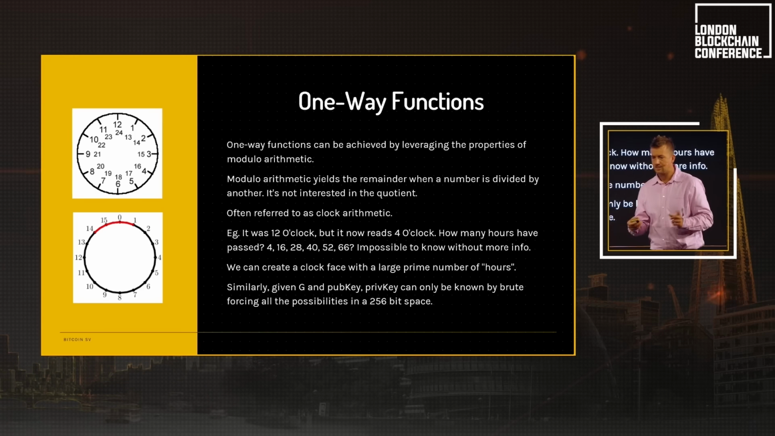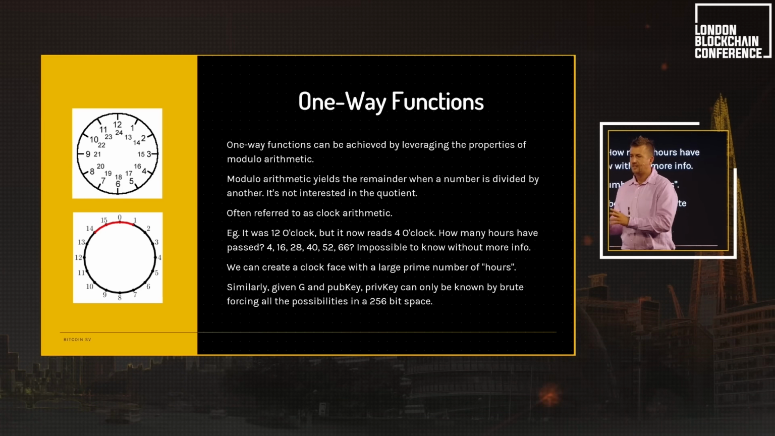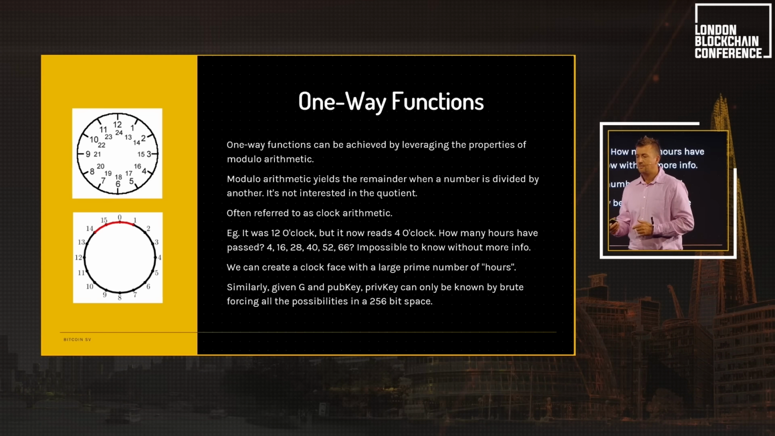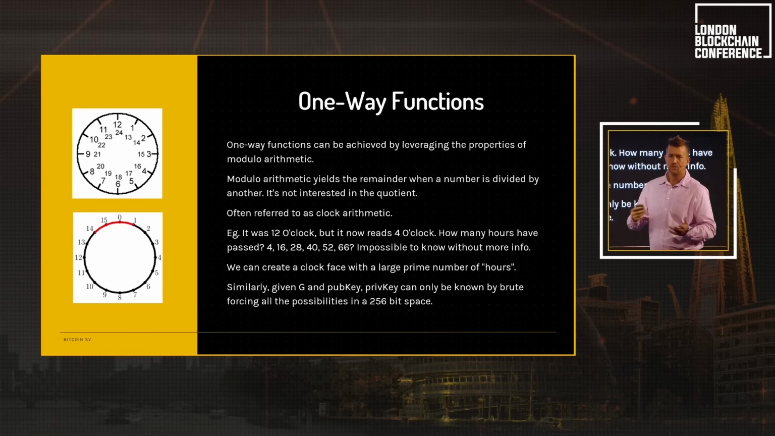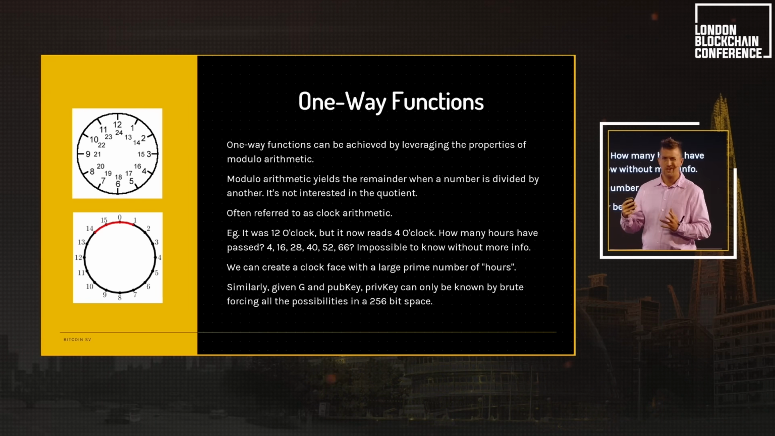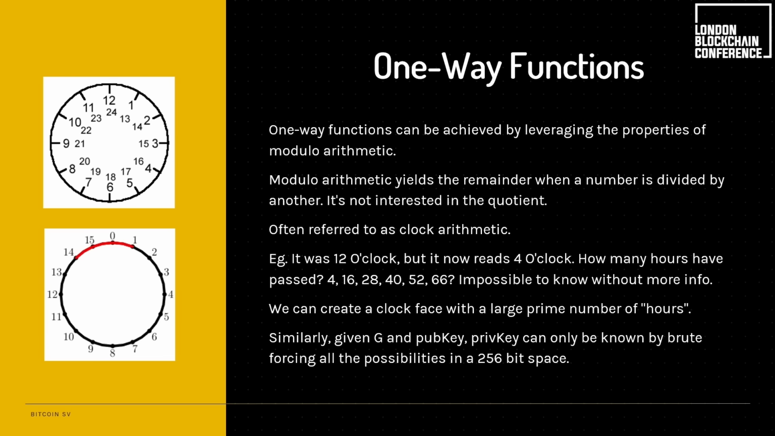So I think these slides got a little bit muddled up, but I'll just jump ahead one to the one-way function. It's achieved by leveraging the properties of modulo arithmetic. Modulo arithmetic is sometimes called clock arithmetic, as it's an arithmetic that really only deals with the remainder after a function has been performed. So 2 mod 10 is 2, 12 mod 10 is 2, 112 mod 10 is 2, and you're always just interested in that remainder.